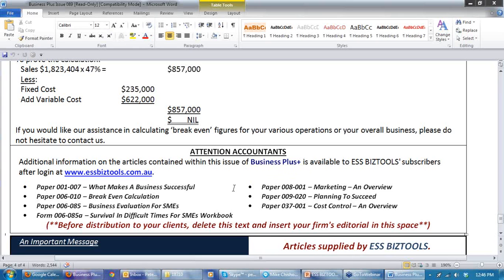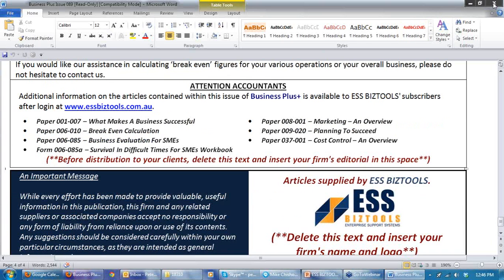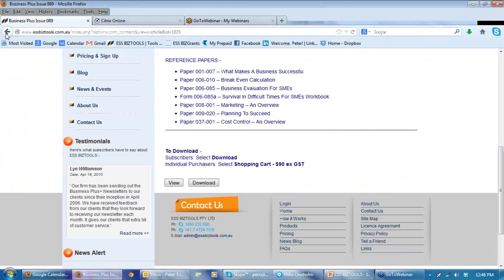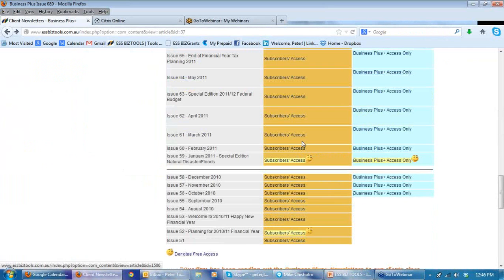Some firms add one or two pages to it to talk about local issues. That's up to you, and obviously you put your name in the final box. So that's the newsletter. We hope you will find that a very useful marketing tool to use with your clients. There are past newsletters there, as you can see, which go back to issue number 51, so you can go back and look at some previous articles if you wish.